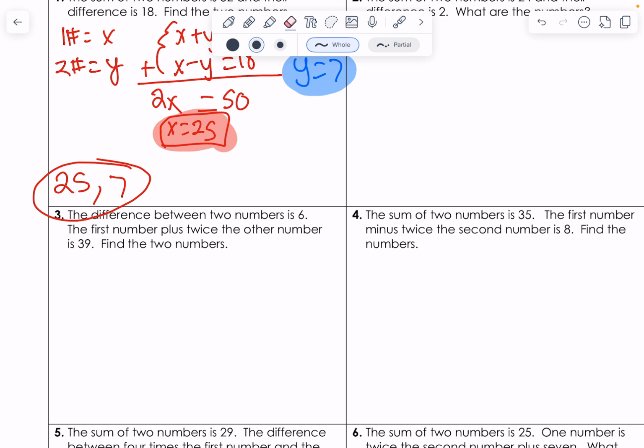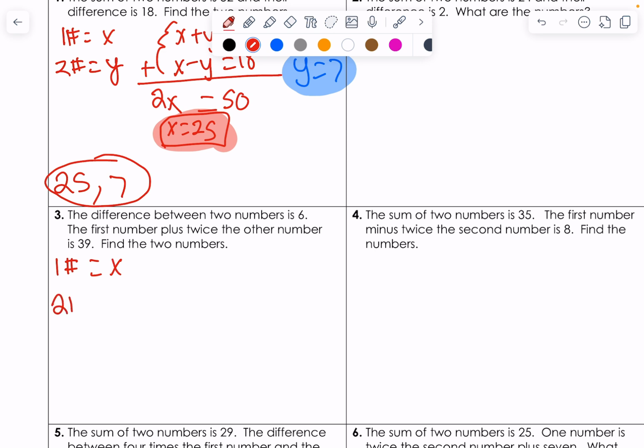And I'm going to erase part of the answer up top. There we go. Again, we want to define our variables, so let's read this question first, and then let's define some variables. I have the difference between 2 numbers is 6. The first number plus twice the other number is 39. Find those 2 numbers. Let's say that my first number is going to be x, and my second number is going to be y.